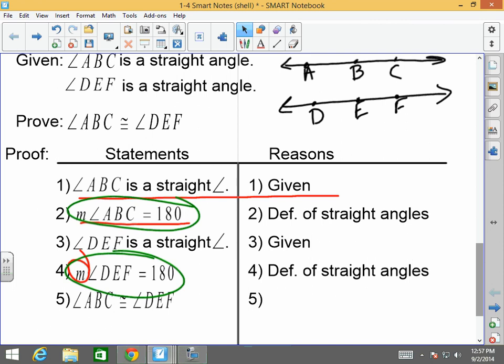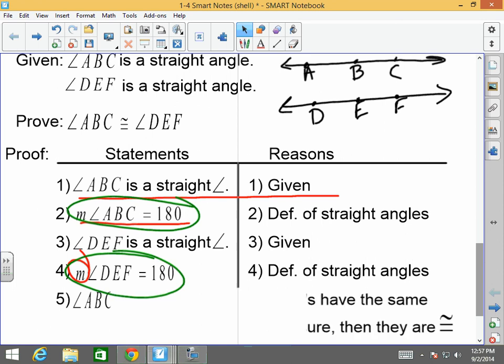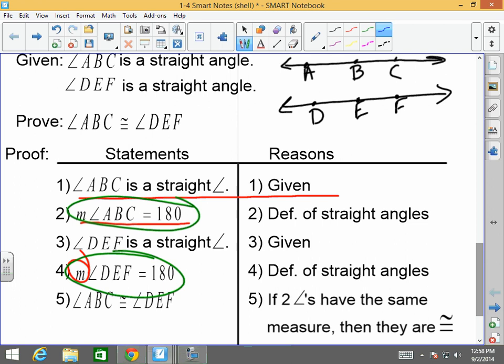Excellent. Why? Absolutely. If two angles have the same measure, they are congruent. Notice how I do a little shorthand. I try to do shorthand as much as possible. Saves time. Do it as well. That is totally cool with me. Does that make sense so far, guys? Pretty easy so far, right?